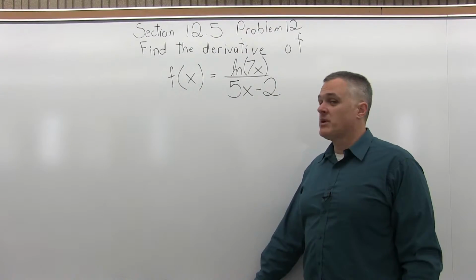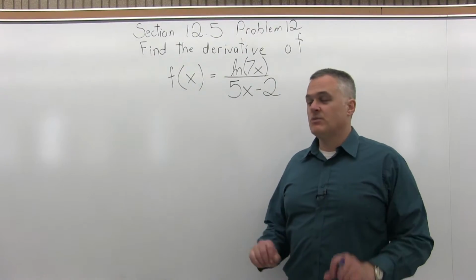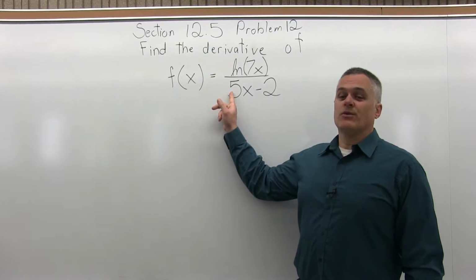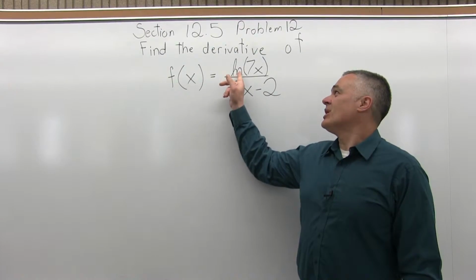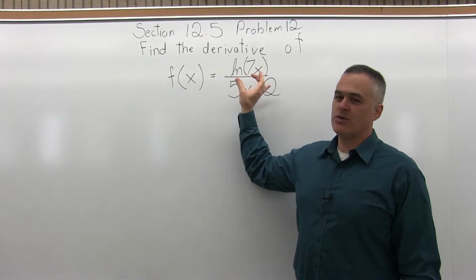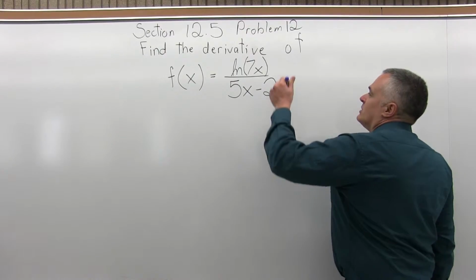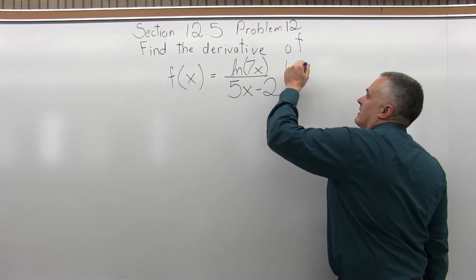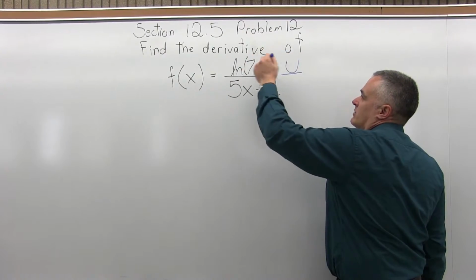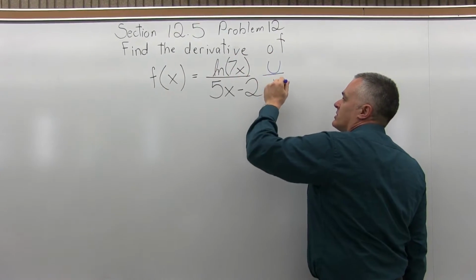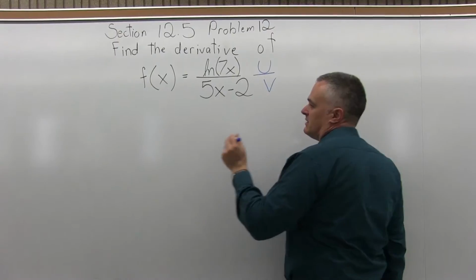It was quicker if you remembered your properties of logs could be used to split the problem into two smaller parts. We can't do that with this problem. It is a quotient. The log is only on the top. It's not the log of the whole quotient. We can't split it up with some trick. So overall, think of it as a quotient where the top portion of the quotient, the natural log of 7x, is the u. The bottom part of the quotient, the 5x minus 2, is the v.